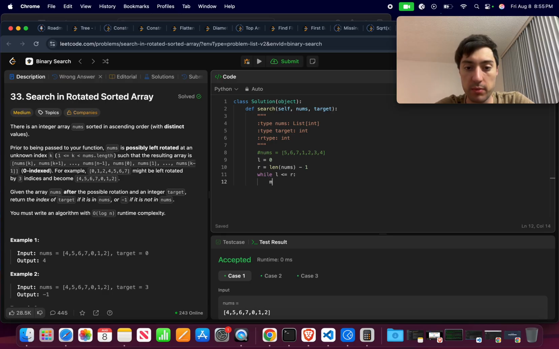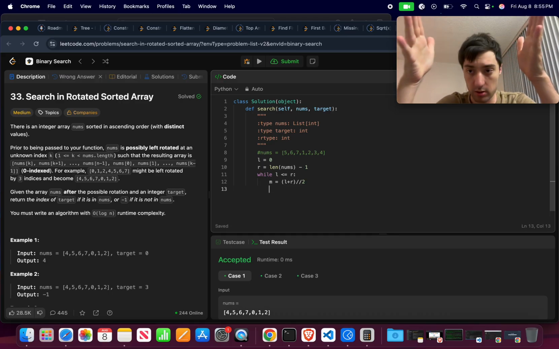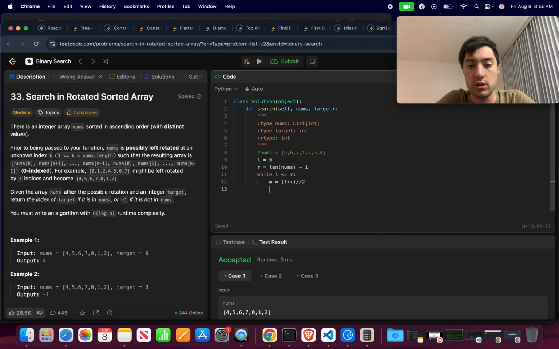I want to find the mid, and mid is going to be equal to left plus right, integer division 2. Okay, so that's normal. Now, just as normal as well, if nums of mid is equal to target, we can return that index, which is mid. Okay, so that's normal.